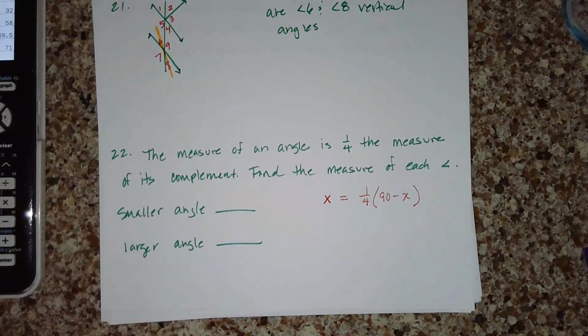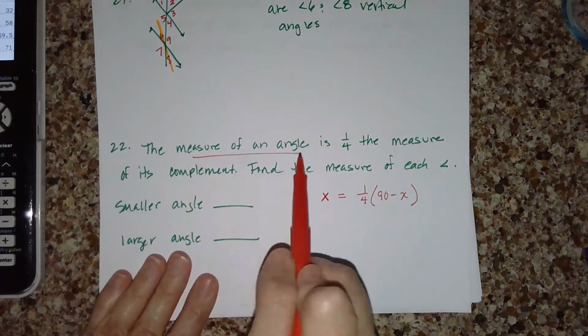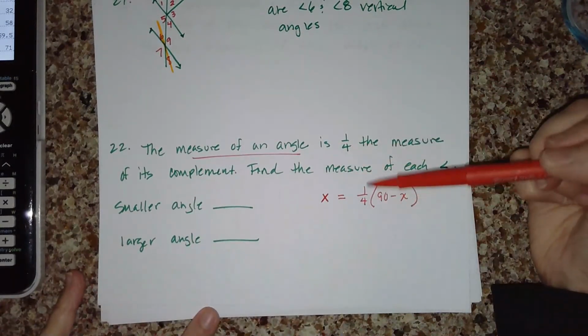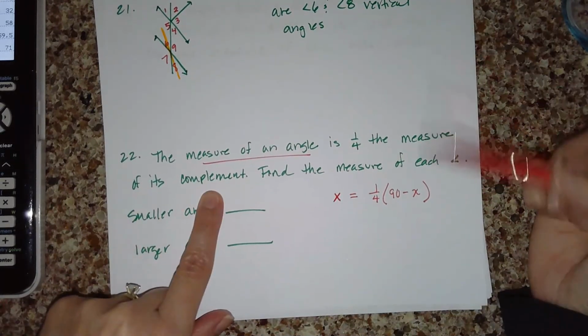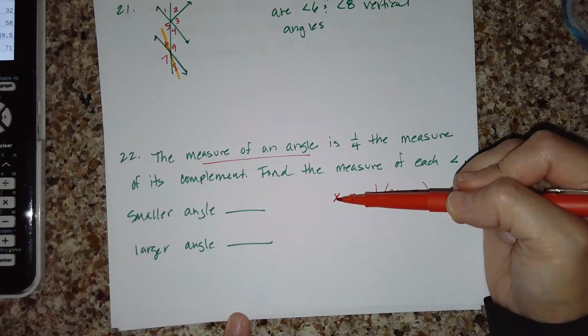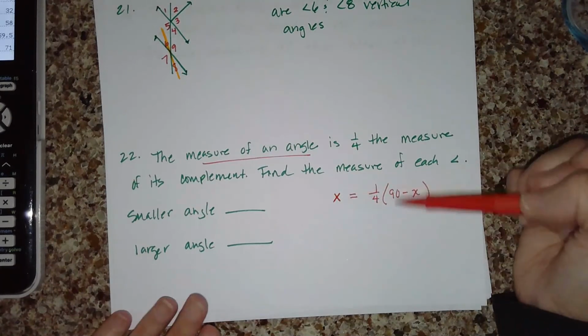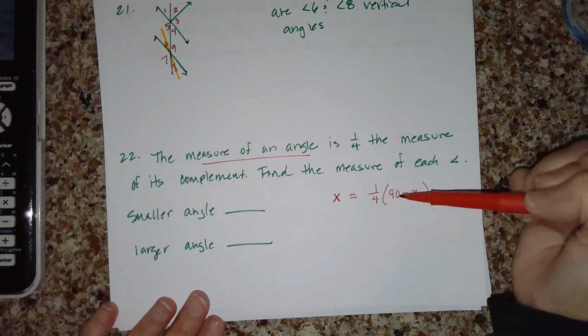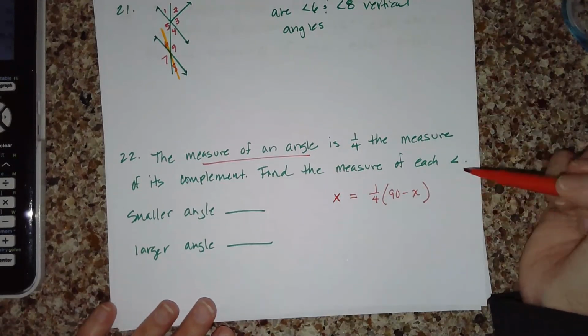So you might be wondering where I came up with this. Let me walk you through this. The measure of an angle, so that's x, because we don't know what it is, is 1/4 times the measure of its complement. This angle's complement, any complement, would be 90 minus whatever you started with, right? So that's what I got here, 90 minus x. Find the measure of each angle.